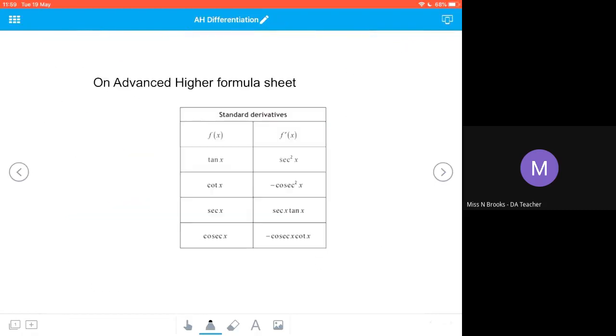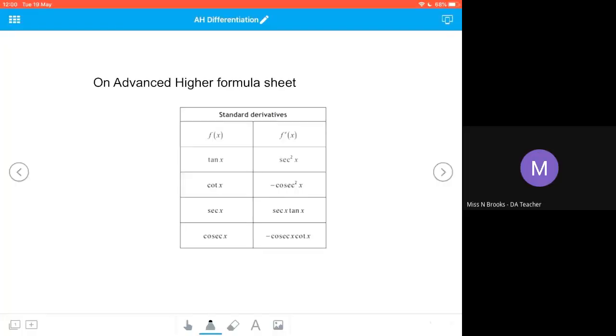Now, thankfully at Advanced Higher, these standard derivatives are given to us on the formula sheet. So we've just derived the derivative of tan of x, which was the secant of x all squared. The derivative of the cotangent of x is negative cosecant x all squared. The derivative of the secant of x is secant x multiplied by the tangent of x. And the derivative of cosecant x is negative cosecant x multiplied by the cotangent of x.